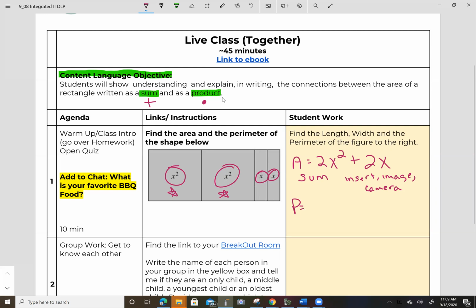Students actually have a little bit of a harder time with the perimeter. Okay, and the perimeter is the distance around the outside of this shape. So what I need you to do is figure out what is the distance on the outside of this square.